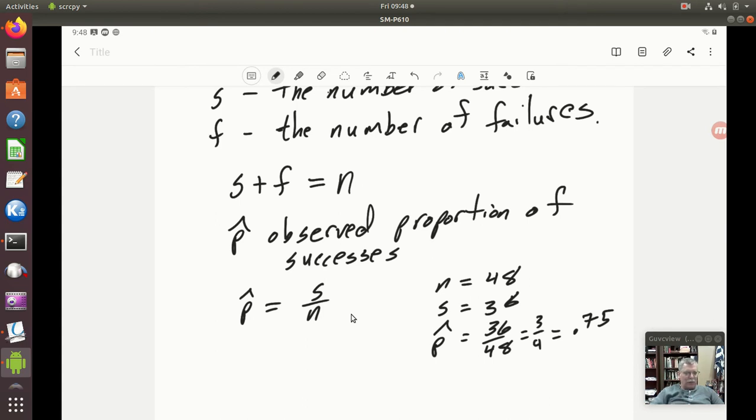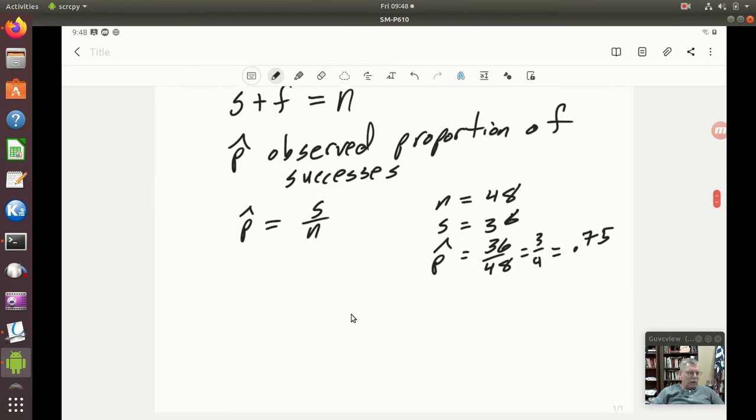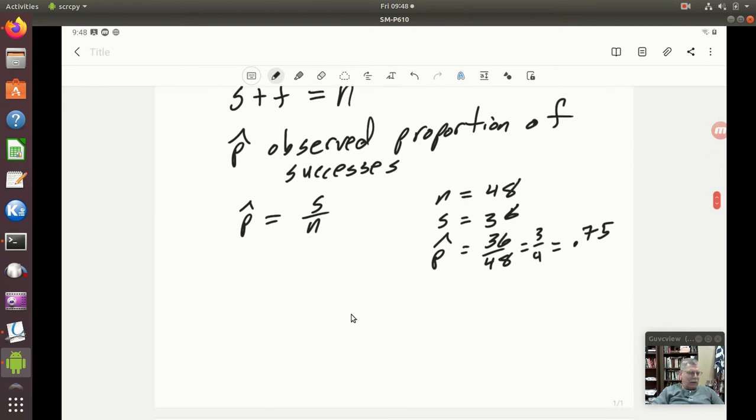But there's the proportion that they will talk about in this first part and what we'll zero in on. I would like to point out that a second proportion is the proportion of failures over the total number of trials. The textbook and so forth won't have a name for this. We can get it from 1 minus p hat.